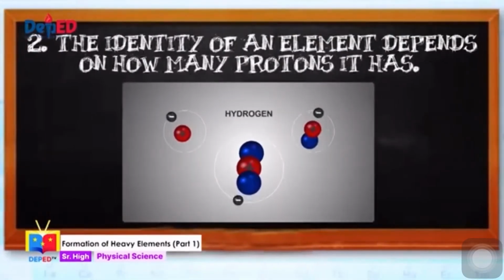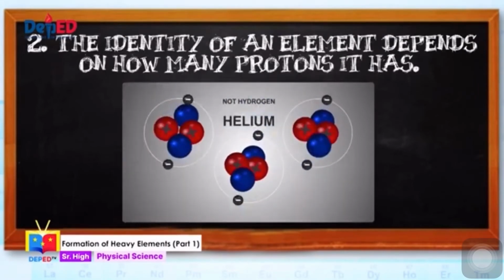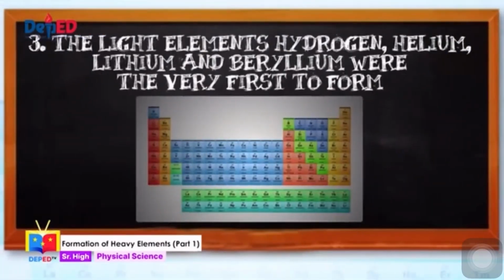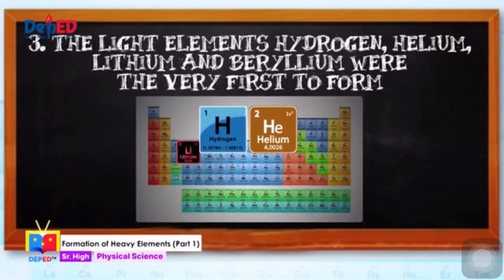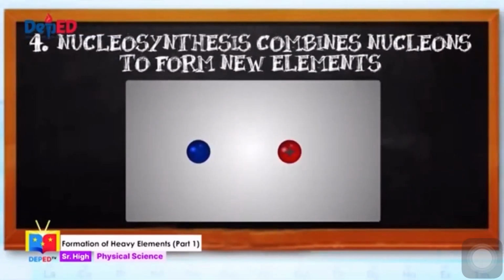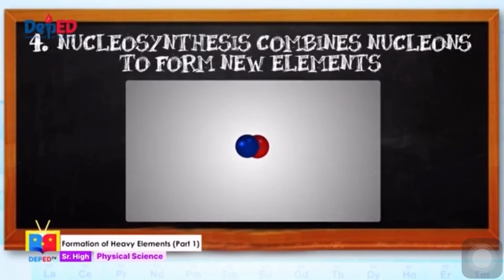Number 2. The identity of an element depends on how many protons it has. Just look at the total number of protons that an atom has and you will know what type of element it is. Number 3. The light elements hydrogen, helium, lithium, and beryllium were the very first atoms to form. Number 4. Nucleosynthesis combines nucleons to form new elements. To form a new element, all you really have to do is to collide particles and combine them.